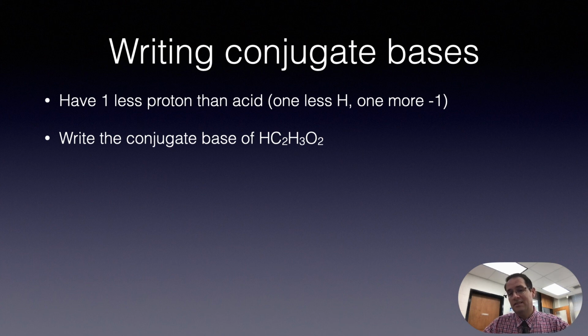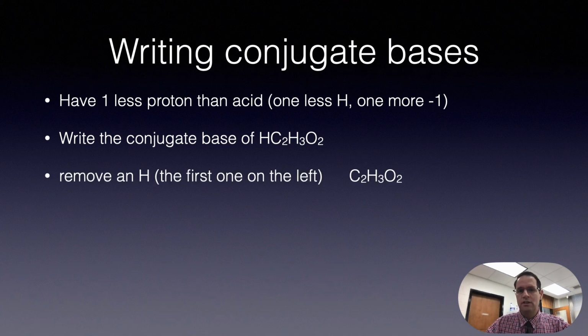This formula is acetic acid, so we want to write the conjugate base of this. So we do 1 less hydrogen, so we remove a hydrogen from this molecule. It's always going to be the very first one on the very left, okay? And then step 2 is to add a -1 charge, so we add a negative charge, and that's acetate.